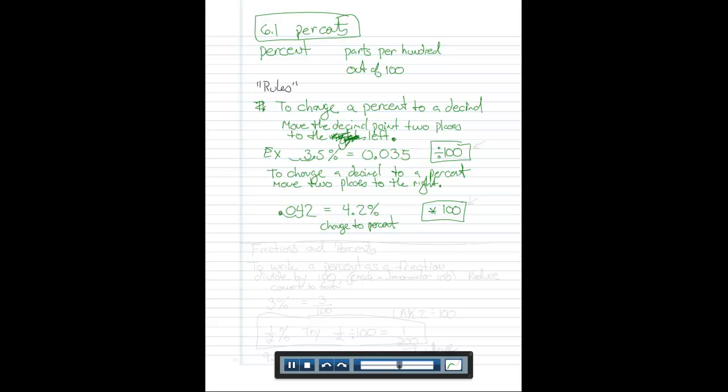Okay. These two ideas are the most helpful for the difficult part, which is the fraction stuff. So it's a good idea to be able to write percents as fractions, and vice versa, back and forth.